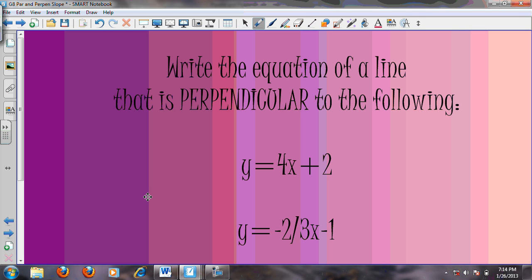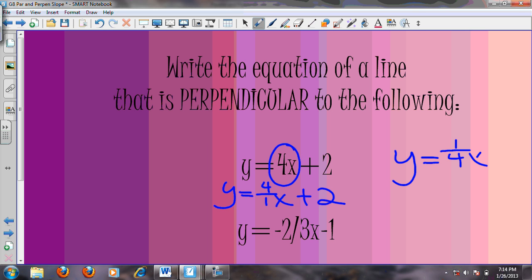Perpendicular. First you take the slope. Here's my slope. And we flip it. Oh my goodness. It's not a fraction. So y equals 4/1 x plus 2. So we take the slope and we flip it. Y equals 1/4 x. And we make it the opposite.